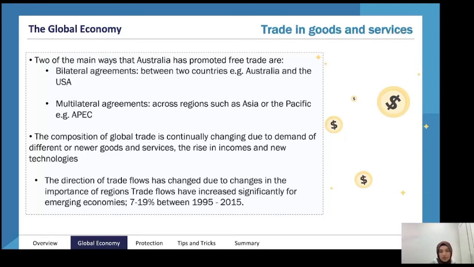So the composition of global trade is continually changing due to demand for different or newer goods and services, the rise in incomes, so that consumers have more choice now, and new technologies. The direction of trade flows has changed due to changes in the importance of regions. So trade flows have increased significantly for emerging economies as well. They're the ones that are growing the fastest, 17 to 19%, for example, between 1995 and 2015.